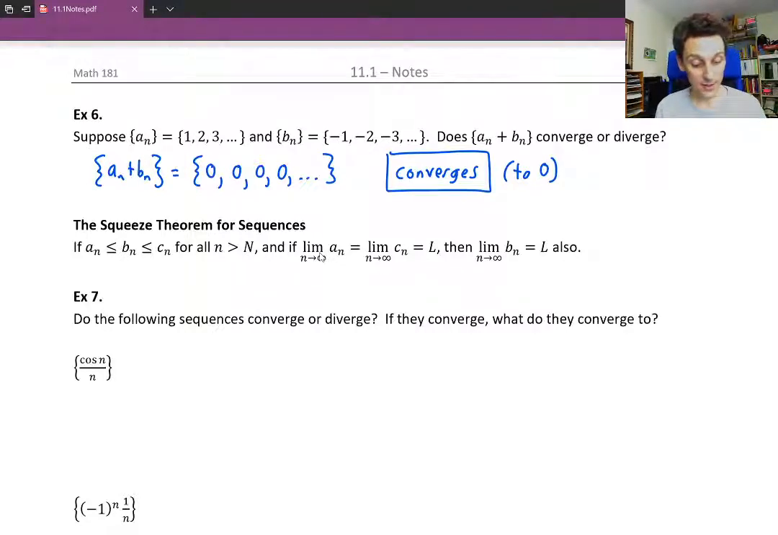And if the sequences a sub n and c sub n are both approaching the limit L, then the b sub n's, which are trapped in between again, are going to be squeezed to approach L as well. So if a sub n and c sub n are going to L, then b sub n is going to L too.